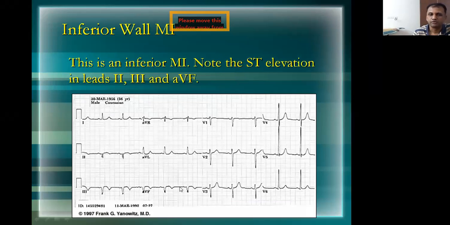Okay, so it's an evolved inferior wall. There's some slight ST elevation there as well, but this is almost evolved because the heart attack is almost nearly completing.